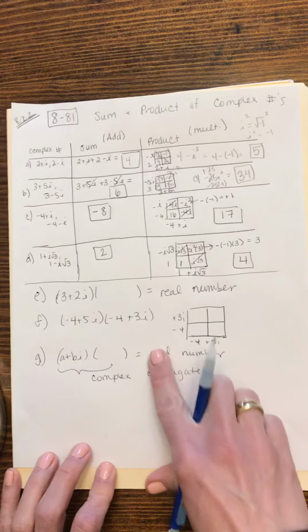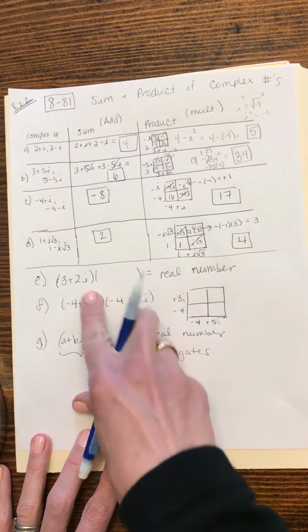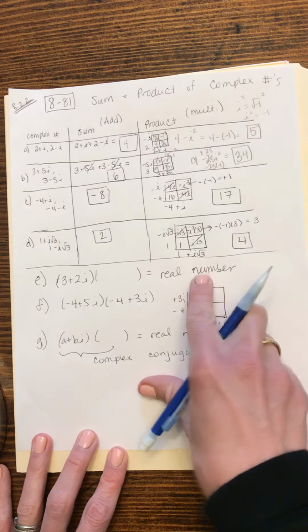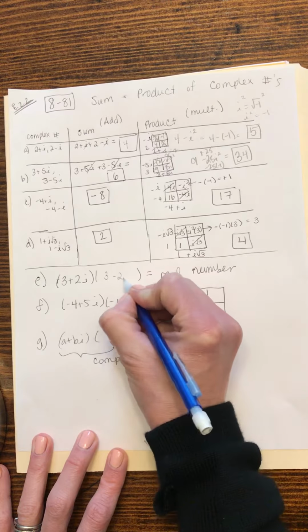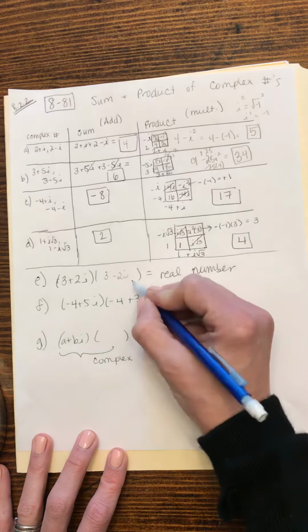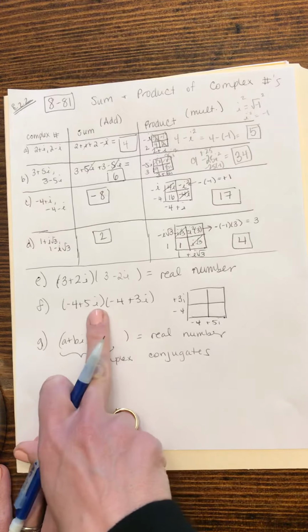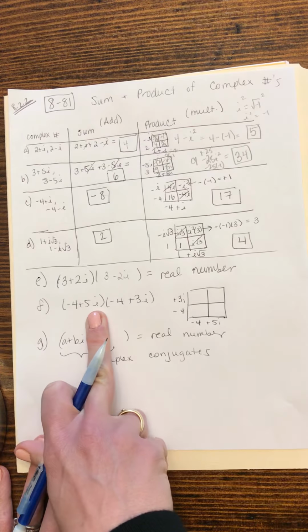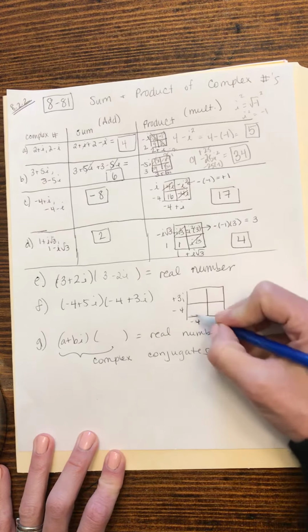So then as we move down to part E, it says what complex number can you multiply 3 plus 2i by to get a real number? If you looked at the pattern up here, I hope that you saw it should be 3 minus 2i. All right? So if you take a look at part F, you notice those numbers, the negative 4s are the same, but you have a positive 5i and you have a positive 3i. So when we multiply these together, are we going to get a real number?